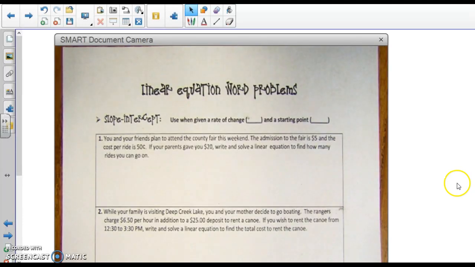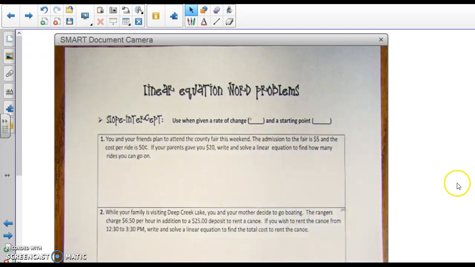So today we are going to be discussing some linear equation word problems. We have 4 different kinds of word problems: slope-intercept, standard form, point-slope, and when we are given 2 points. I will show you how we can find an equation and then also how we can solve that equation with the information that we're given.